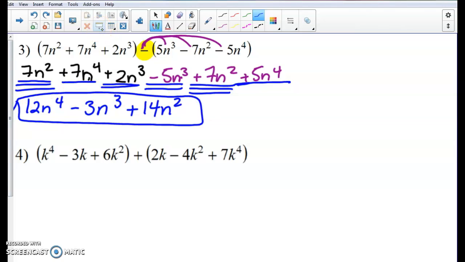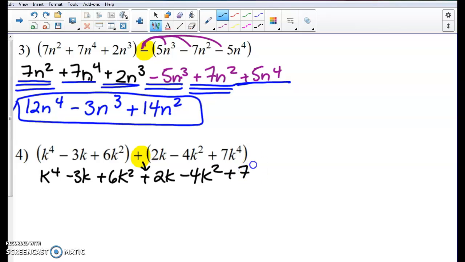And one last one. Example 4. So go ahead and write that down. We have k to the 4th minus 3k plus 6k squared, plus 2k minus 4k squared plus 7k to the 4th. So once you write that down, we're going to remember that because it's a plus sign, we're just going to drop down both parentheses with no changes. So k to the 4th minus 3k plus 6k squared. We drop down that plus sign, plus 2k minus 4k squared plus 7k to the 4th.